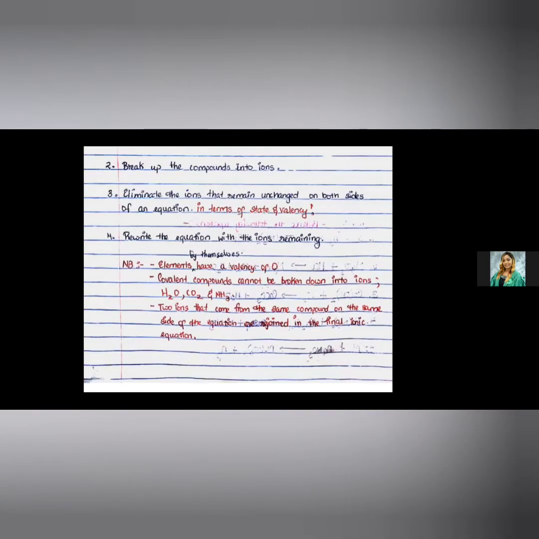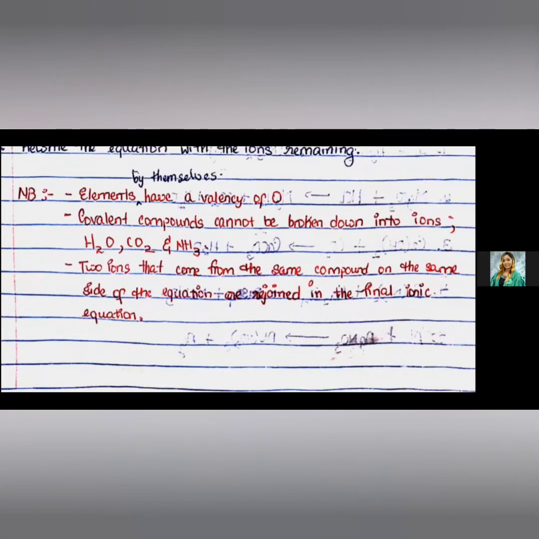Note well that elements by themselves will have a valency of 0. Covalent compounds, those are compounds that are made up of non-metals only. They don't have ionic charges and cannot be broken down into ions, right? So like water, H2O, carbon dioxide, CO2, ammonia, NH3, those are some examples. 2 ions that come from the same compound on the same side of the equation are actually rejoined in the final ionic equation. So let me put all of these rules into play.